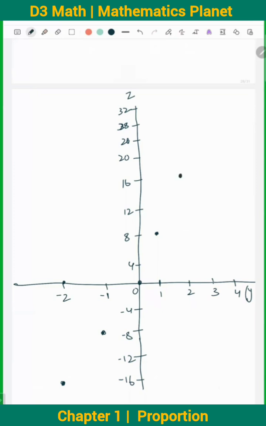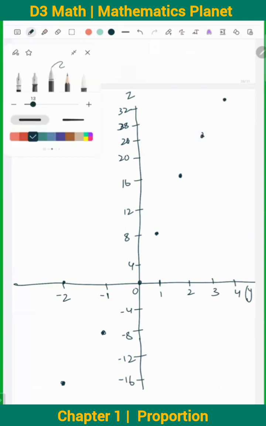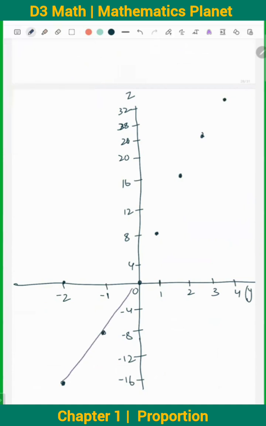When y is 3, what is z? 24. When y is 4, what is z? 32. So you can see how beautifully we can also plot the negative numbers. Nothing will happen, only the graph is going to go in the third quadrant and you will get the straight line. This is a straight line, okay? I'm drawing by hand, so it might not look straight, but it is actually a straight line.